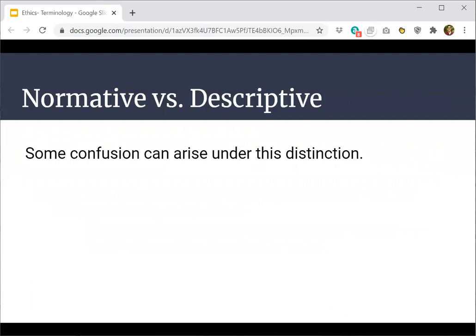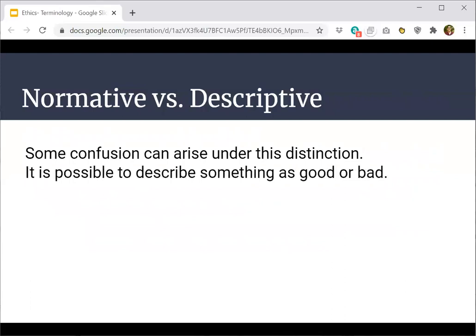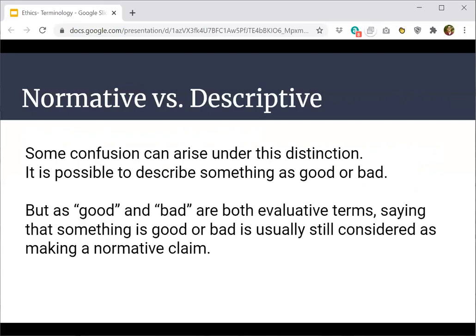Some confusion can arise under this distinction. It's possible to describe something as good or bad, but good and bad, the words, are both evaluative terms. Saying that something is good or bad is usually still considered to be making a normative claim.